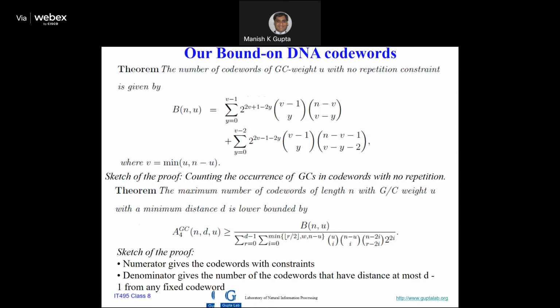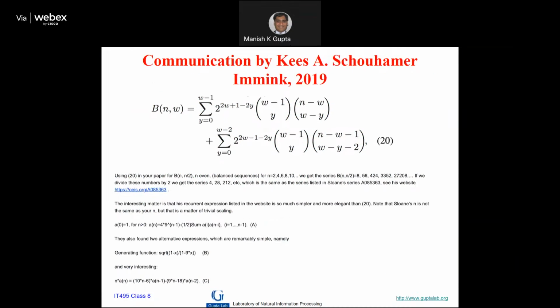So let me show you the comment we received from Kizimik himself. He read our paper and then he wrote this email to us about equation 20, B and W. Here I have used W rather than U, anyway, that's okay. For W equal to n by 2, n even.